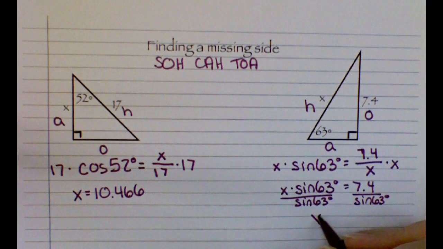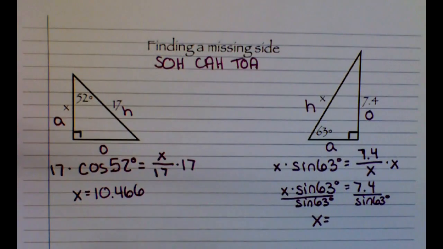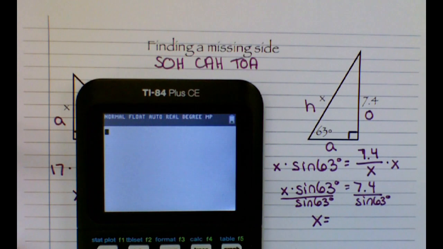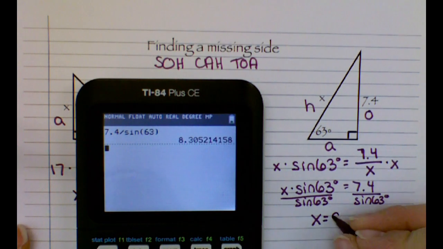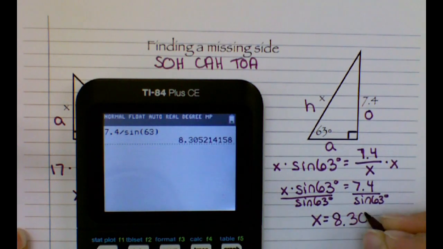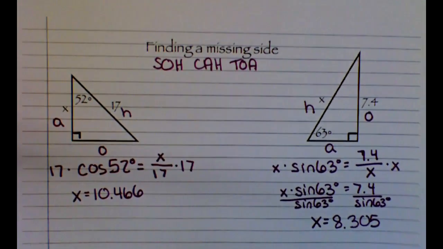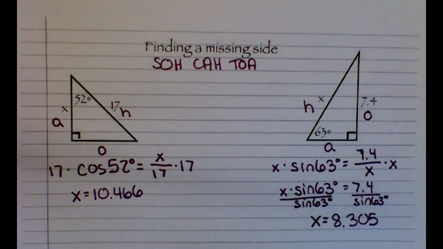So in my calculator, I'm going to type in 7.4 divided by the sine of 63 degrees. I know my calculator is in degree mode because I just checked. So I just type 7.4 divided by sine 63, and I get 8.305. I'd label it if I had labels. Remember to always round to the nearest thousandth place.